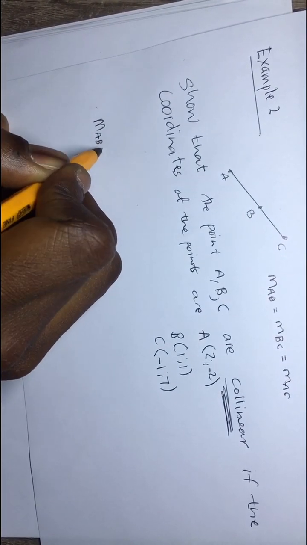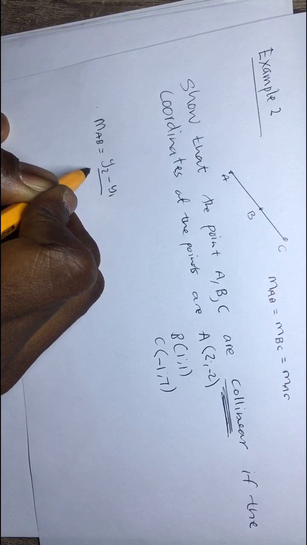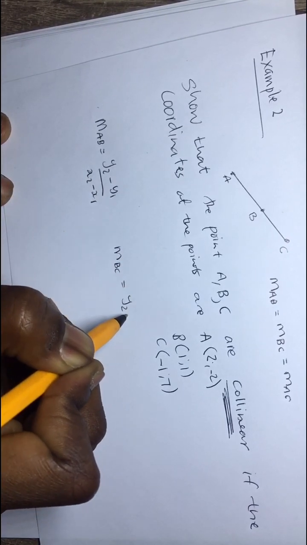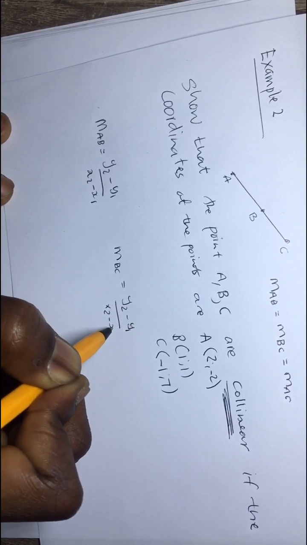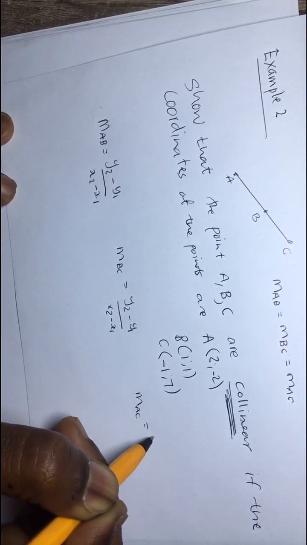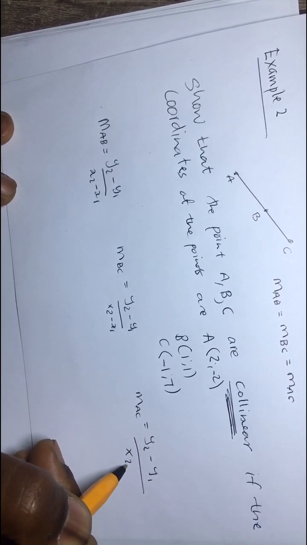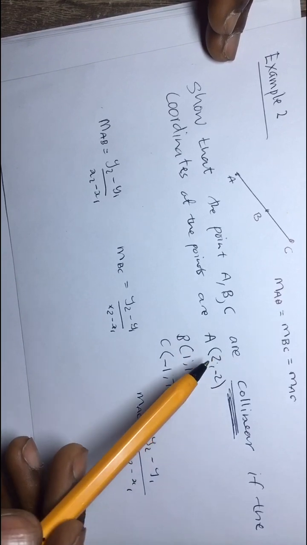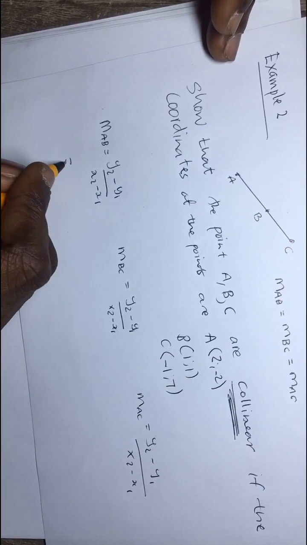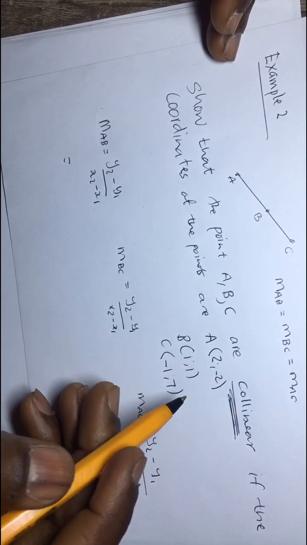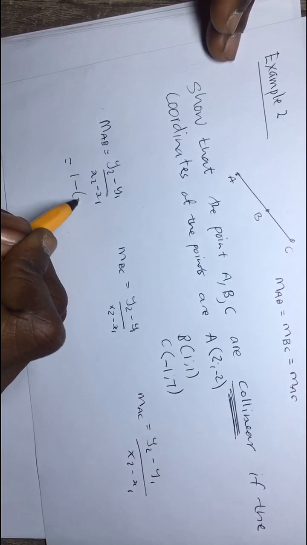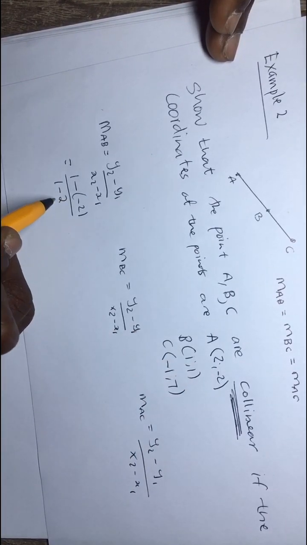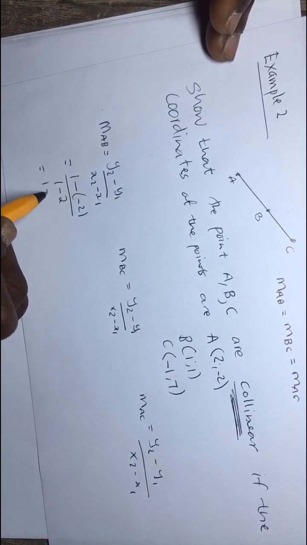So here I'm going to find the gradient between AB, the gradient between BC, the gradient between AC. So I'm just writing them out like that, then I substitute. In this case, you choose x1, y1, x2, y2. It does not matter at this point. So it's going to be what? 1 minus into minus. So what you can do is actually pause the video and do it yourself, and then see that you get the same answer.